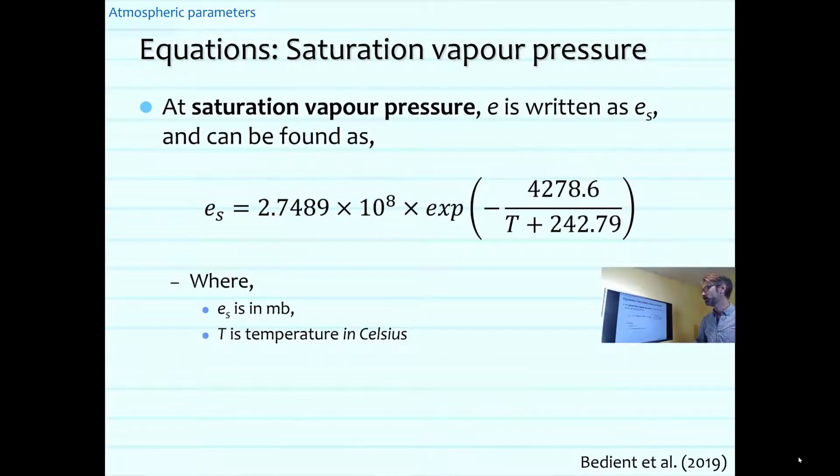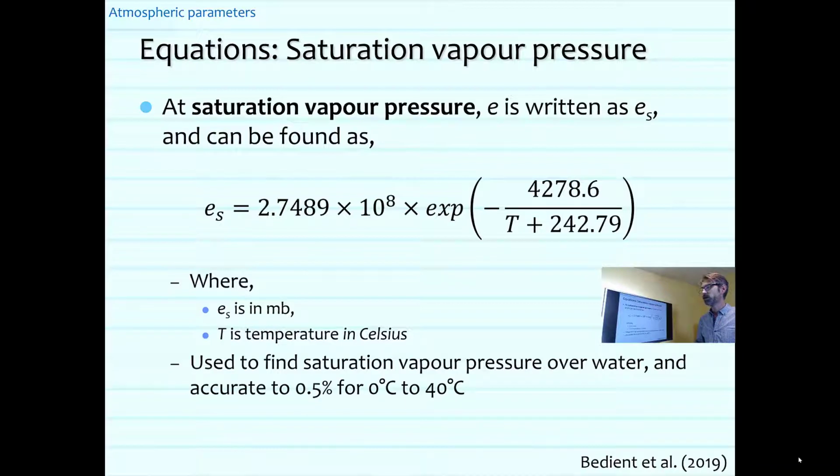At saturation vapor pressure, E is written with a subscript, so E becomes E sub S, and it can be found from this empirical equation. All you have to do here is plug into this longer equation the temperature, now in Celsius, and that will give you the saturation vapor pressure for air at a certain temperature. This is, again, an empirical equation, so it's data-based, and it's used to find the saturation vapor pressure over water. It's accurate to about 0.5% for a certain range of temperatures between 0 degrees Celsius and 40 degrees Celsius.